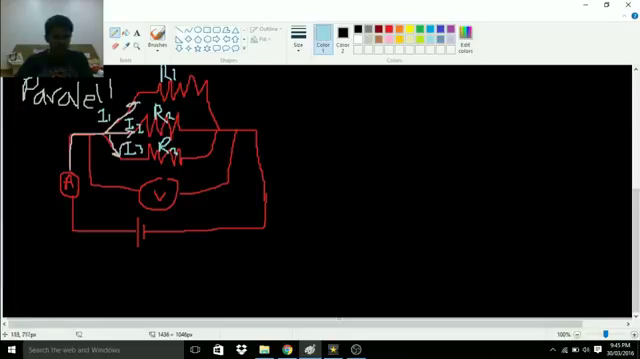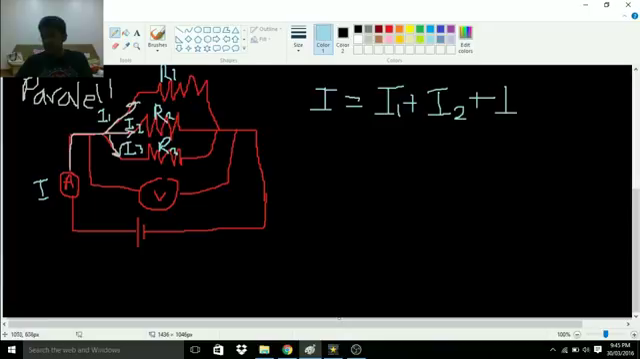And we have measured this total current with the ammeter. So let's call this total current I. Okay, so we know that the total current passing through the circuit is going to be equal to the sum of the currents going through all three resistors. So I equals I1 plus I2 plus I3.